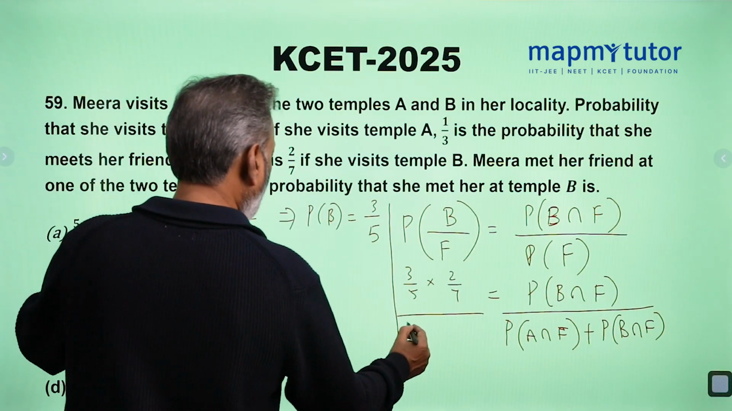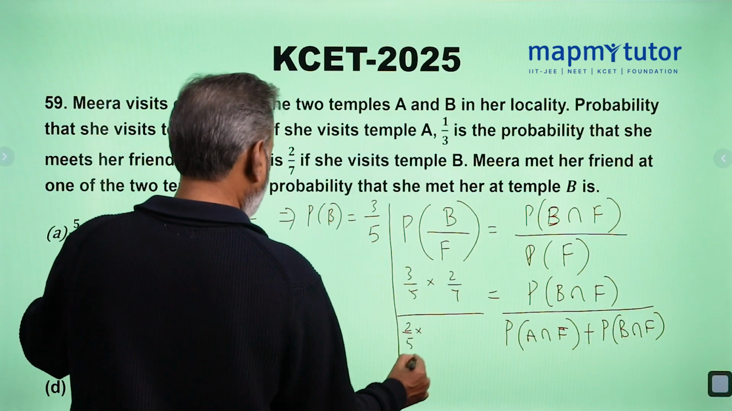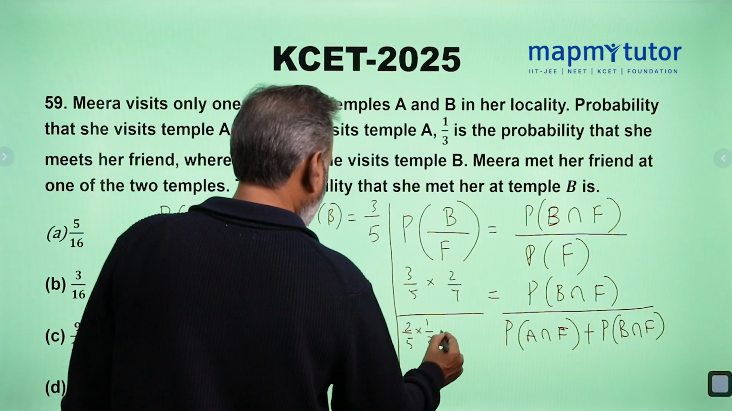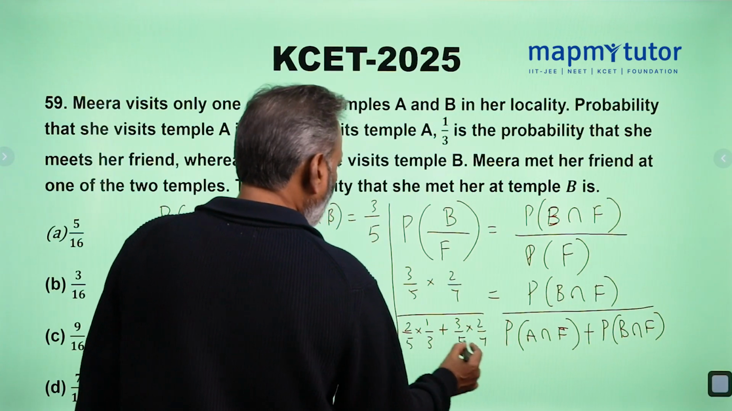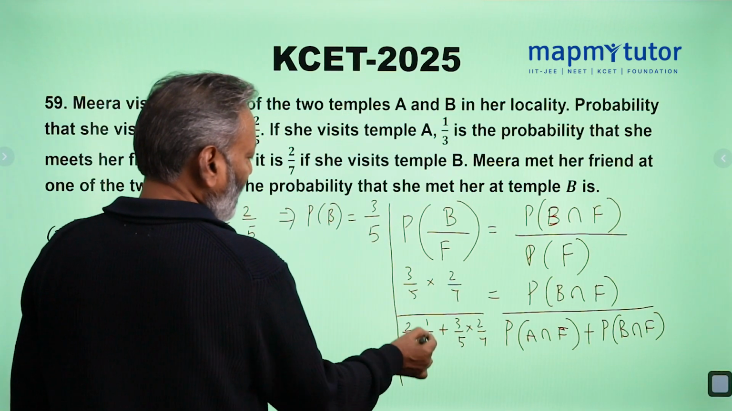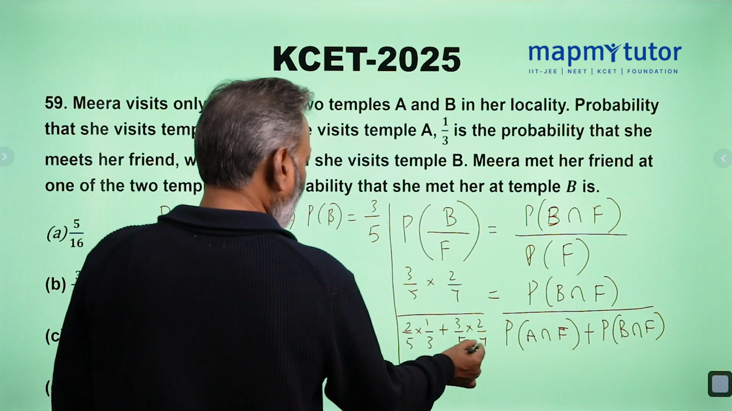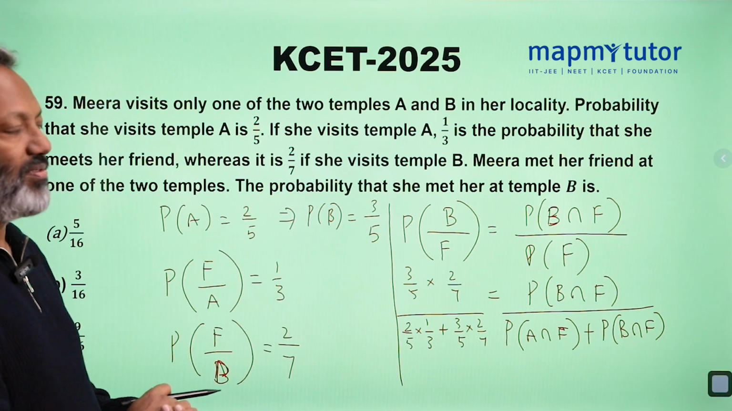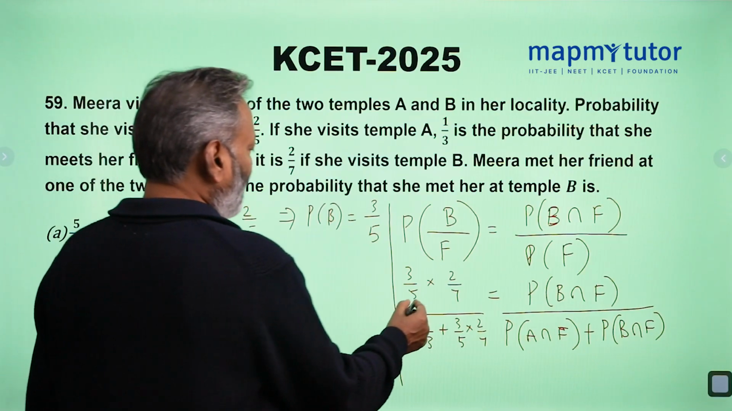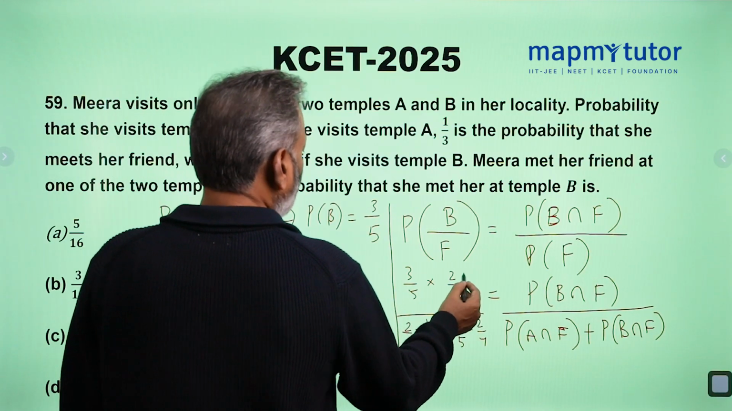P of A is 2 by 5 times 1 by 3 plus 3 by 5 times 2 by 7. Every fraction, of course, has denominator 35 here, 15 here, 35. So the LCM of 35 and 15 is 105. So how to make that get cancelled? So 35 3s is 105.